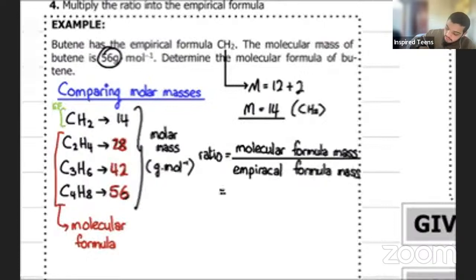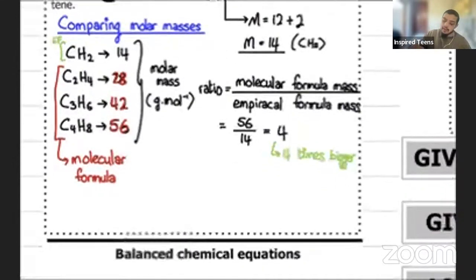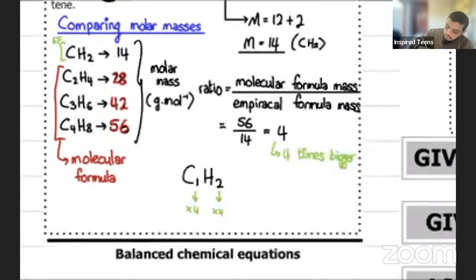Okay, and in this case, it's going to be 56 divided by 14, and this is going to give you an answer of 4. So what this should tell you is that the molecular compound is 4 times bigger than the empirical one. All you need to do is take your empirical formula C1H2 and multiply each one by 4, and you're going to get your molecular formula of C4H8.